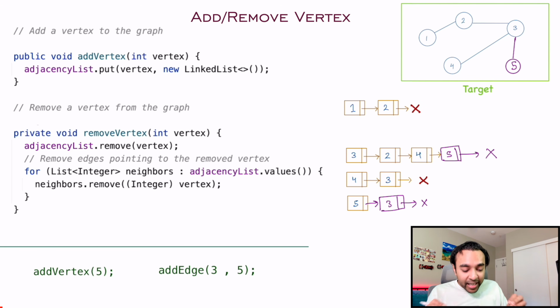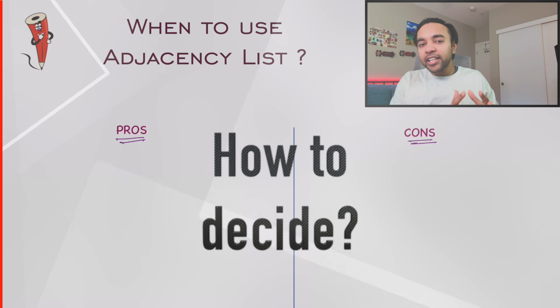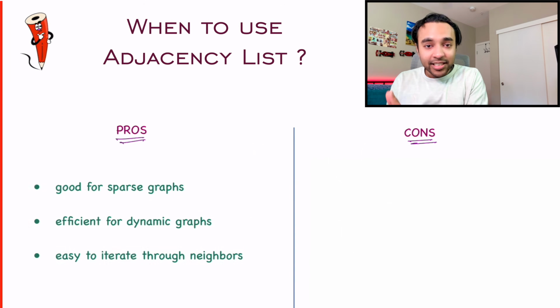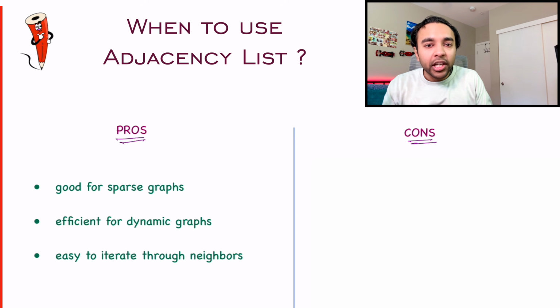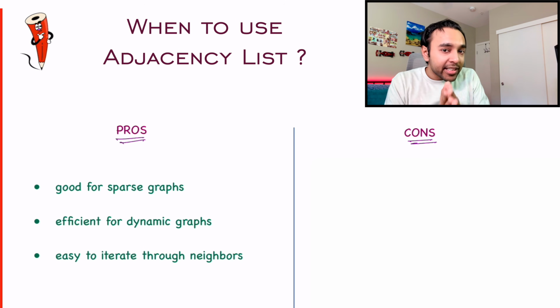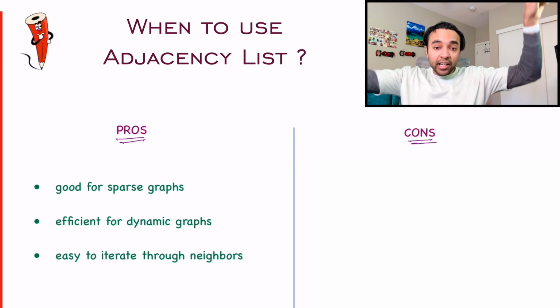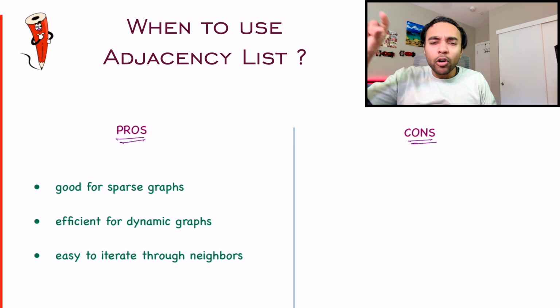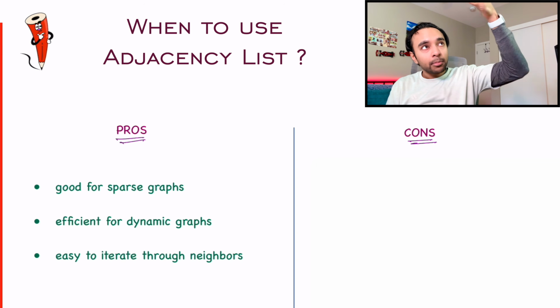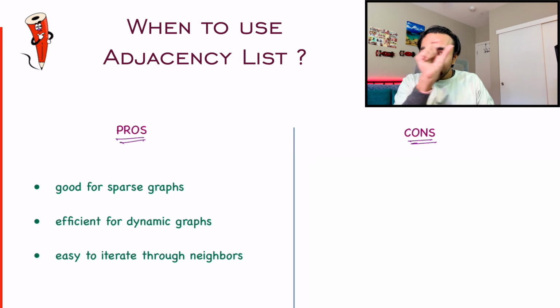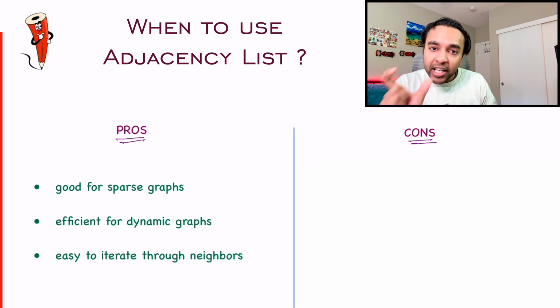Now, let us look at some of the pros and cons about when you should use an adjacency list and when you should not. One of the most advantageous things about an adjacency list is that it is really good for sparse graphs. Let us say your graph has hundreds of nodes and very few connections. If you were using an adjacency matrix, you would have to create a 100 by 100 matrix and then make all those small connections. But with the adjacency list, you can just maintain 100 different lists and have those connections over here. It is very fast.